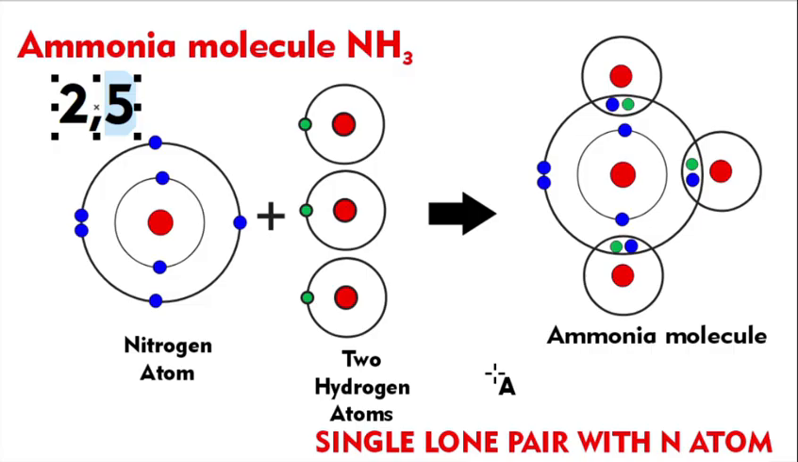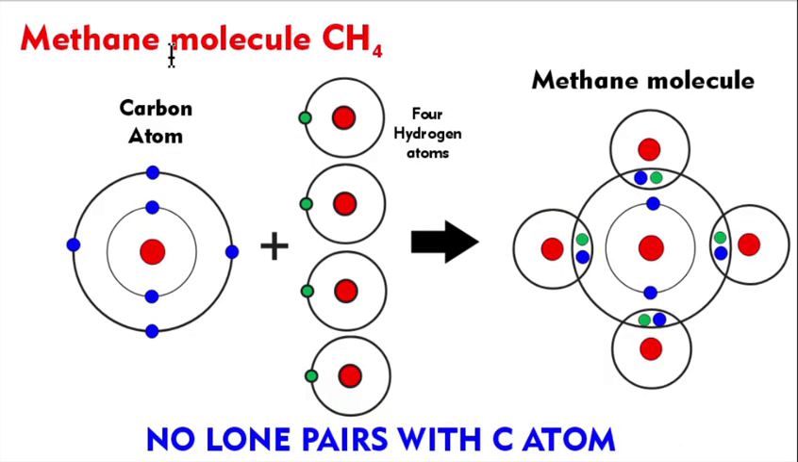We saw that with fluorine, 3 lone pairs. Oxygen atom, 2 lone pairs. No lone pairs with hydrogen, but 1 lone pair with nitrogen. Remember these three points, it will be easy for you to develop the Lewis structure later on.